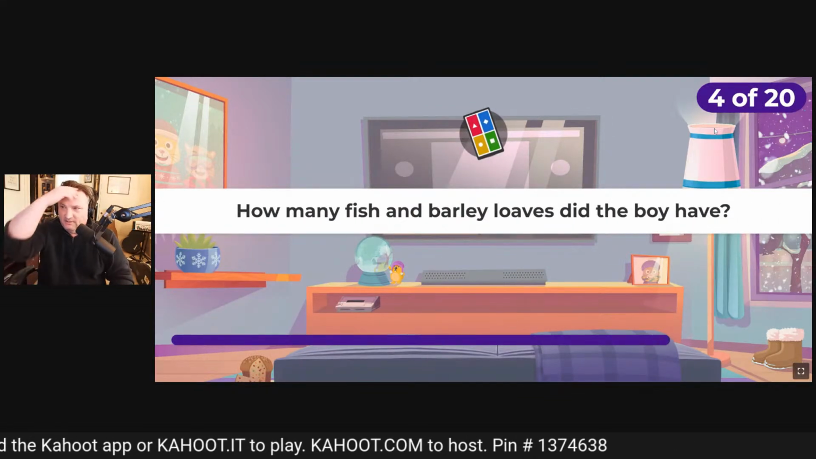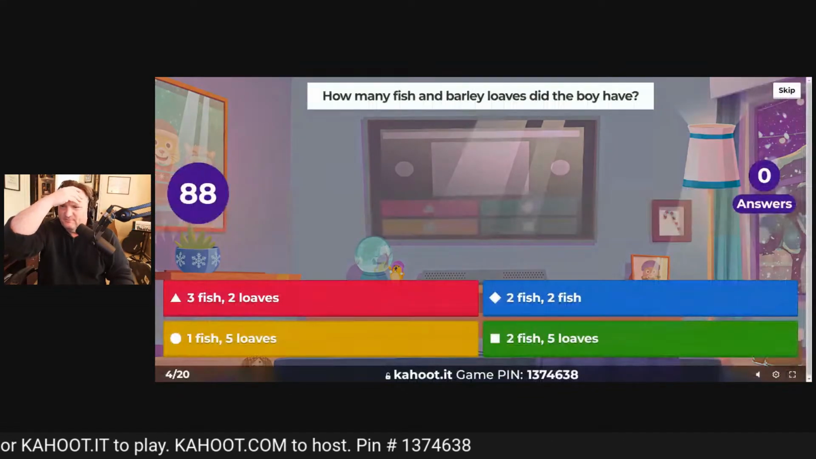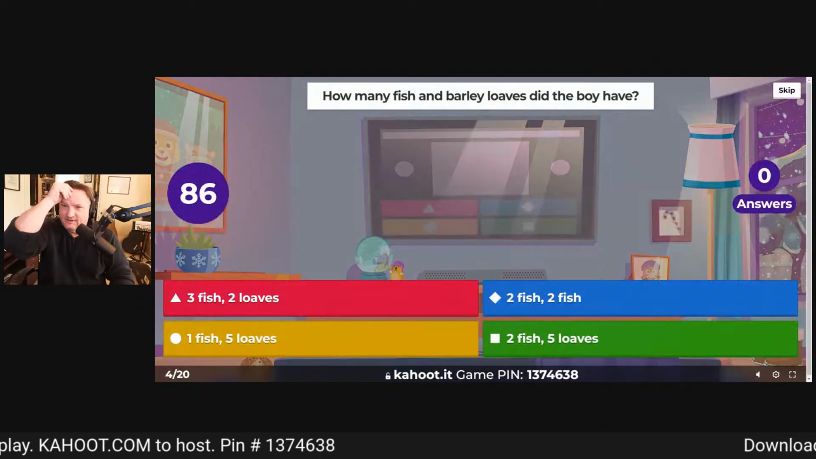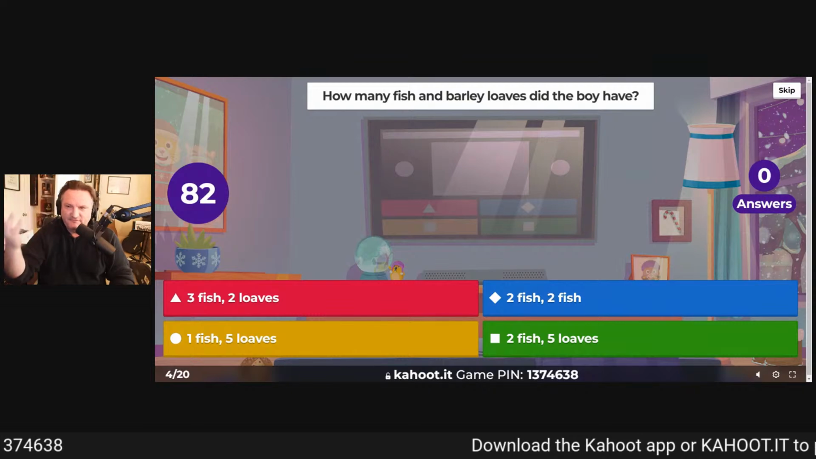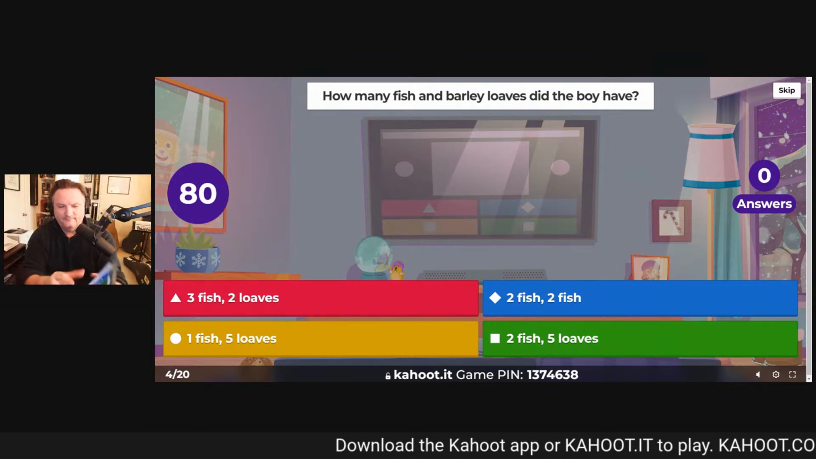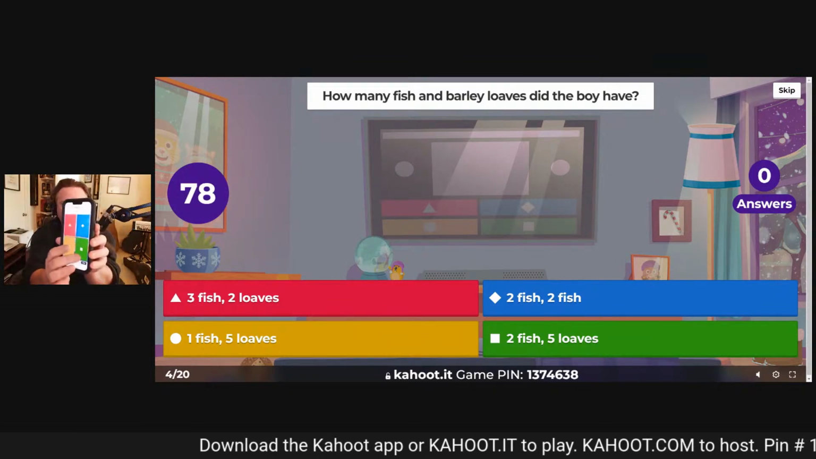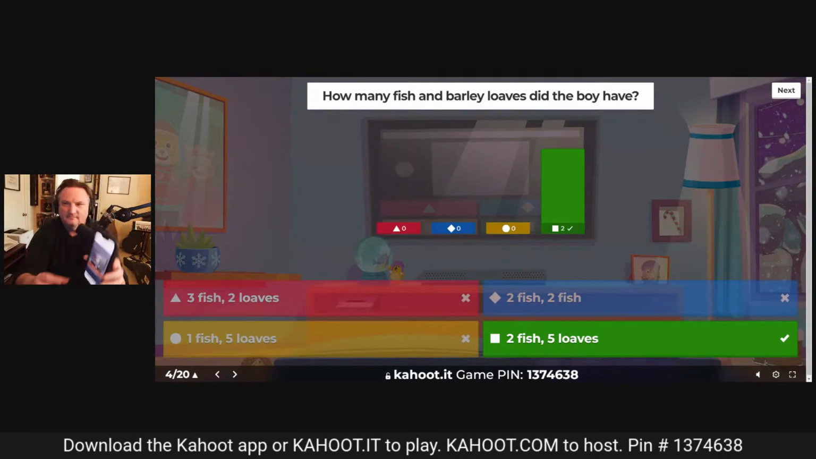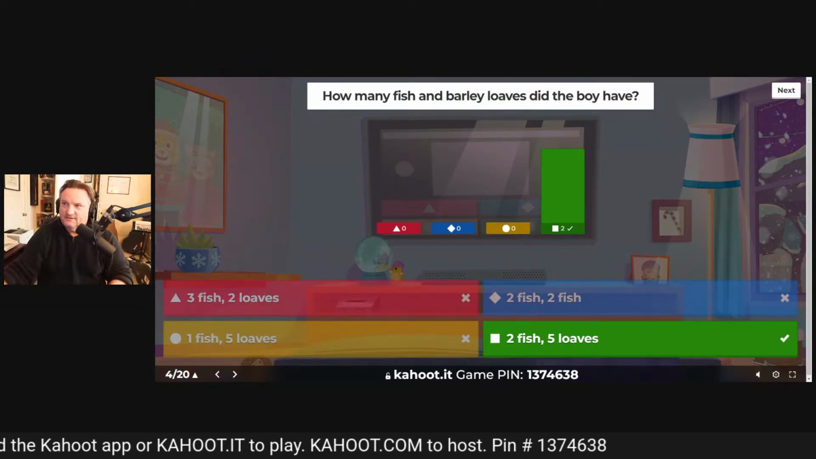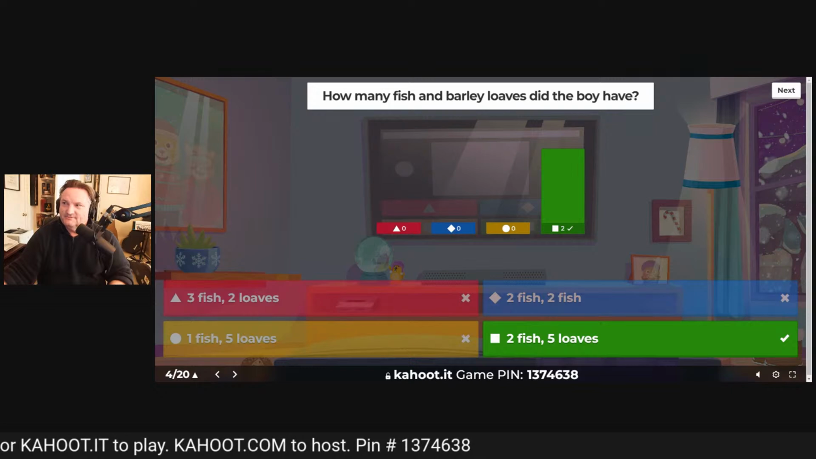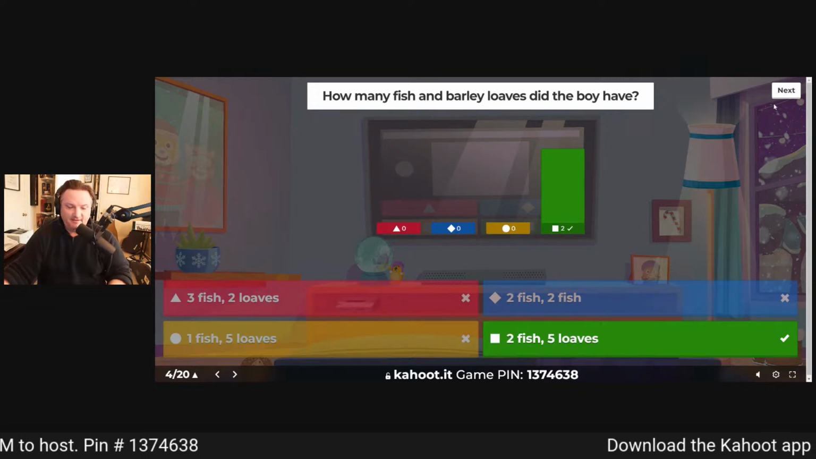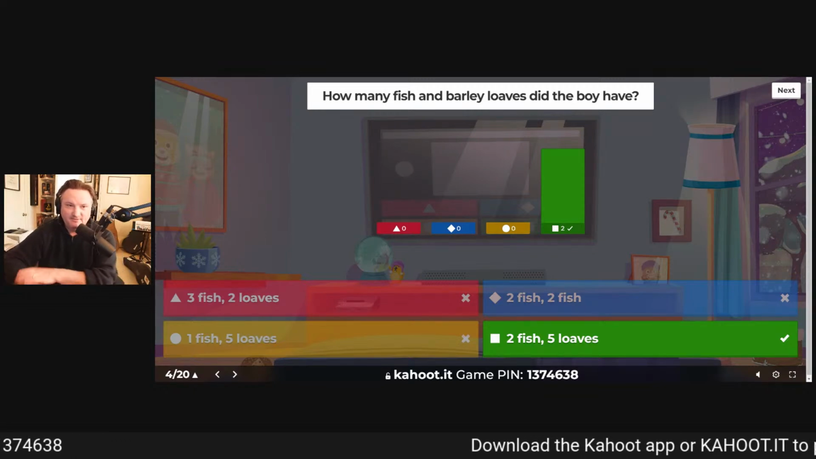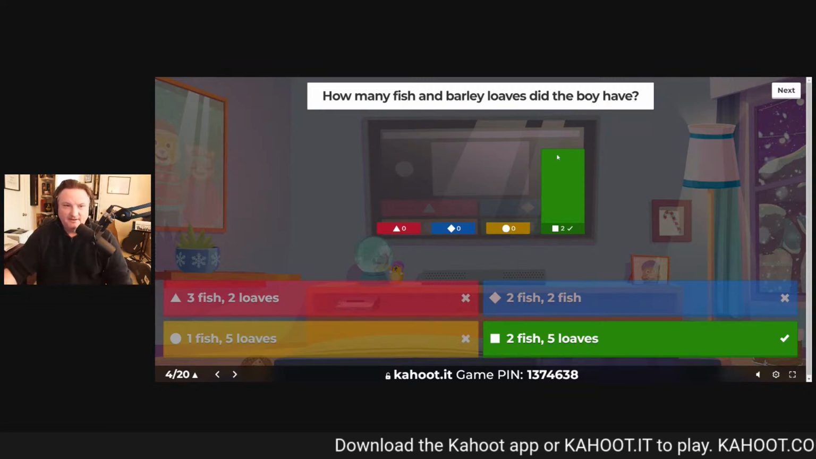How many fish and barley loaves did the boy have? What boy? I don't remember the boy. There were 2 fish and 5 loaves, right? I don't remember a boy having them. All right, the goat got that too. We're still waiting for Daisy to come in. So you see on the upper right, at the top, I can do next. Right?